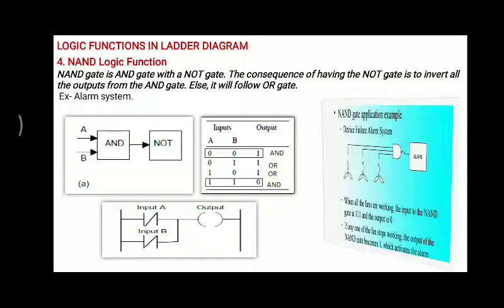So these two rows work as a NAND gate, and the other two lines in between work as a NOR gate in the NAND gate. So this is the ladder diagram for the NAND logic function.